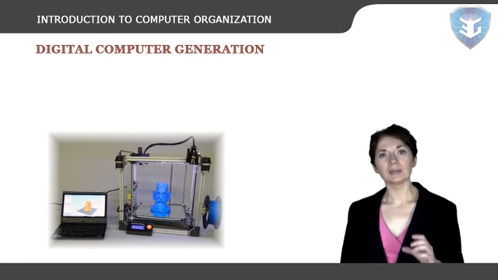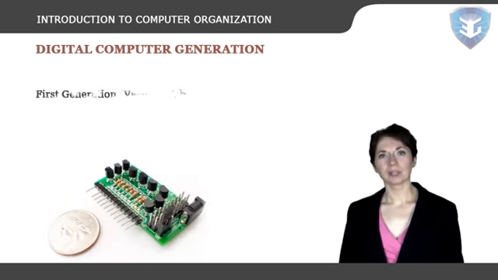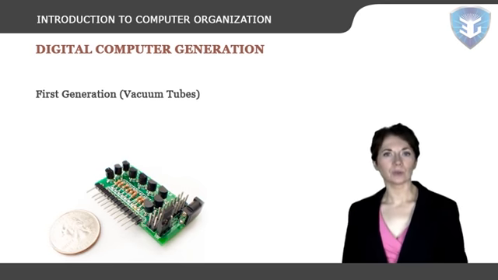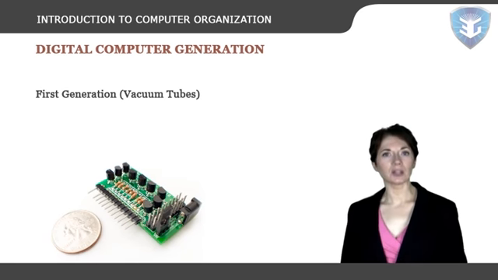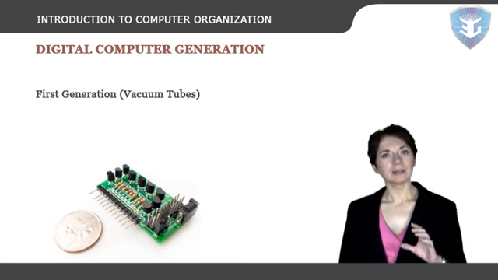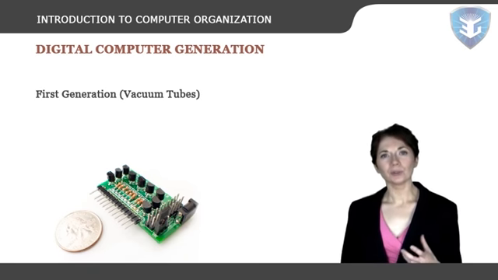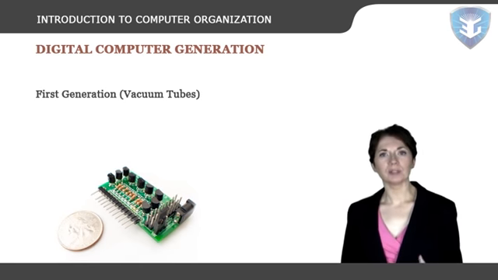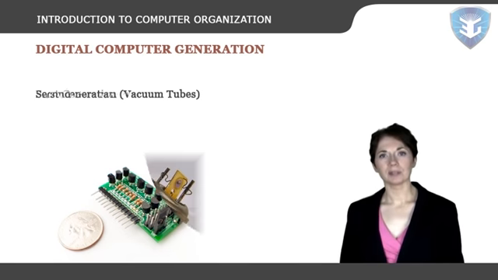Let us now talk about the digital computer generation. First generation, vacuum tubes. The period of the first generation was 1946 to 1959. The first generation of computers started with using vacuum tubes as the basic components for memory and circuitry for the CPU, or central processing unit. These tubes, like electric bulbs, produced a lot of heat and were prone to frequent fusing of the installations. Therefore, they were very expensive and could be afforded only by large organizations.